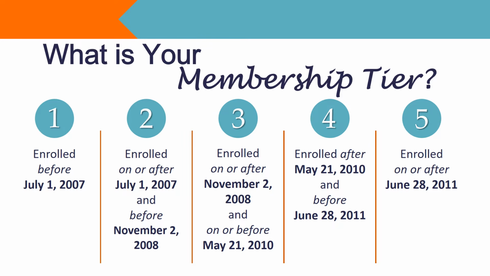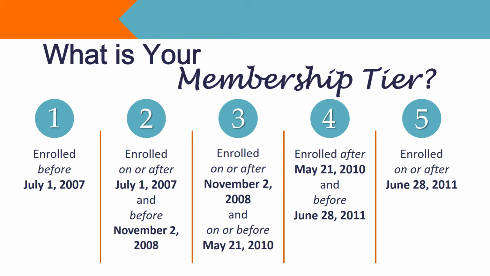Retirement criteria for PERS and TPAF members is based on membership tier. So what is your membership tier? Your tier is determined by your enrollment date in the pension system. If you were enrolled in PERS or TPAF before July 1st of 2007, you're a Tier 1 member.